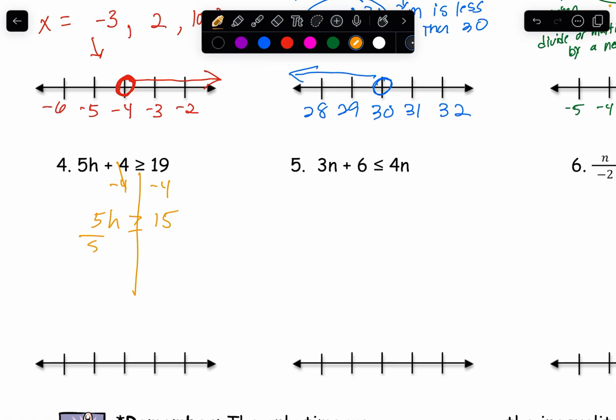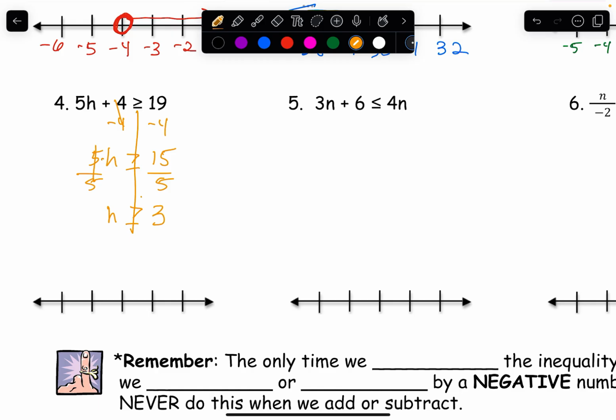So 5 times something equals 15. So we're going to undo that multiplication by dividing both sides by 5. h is greater than or equal to 3. Again, no flipping of the symbol in here because I did not multiply or divide by a negative.